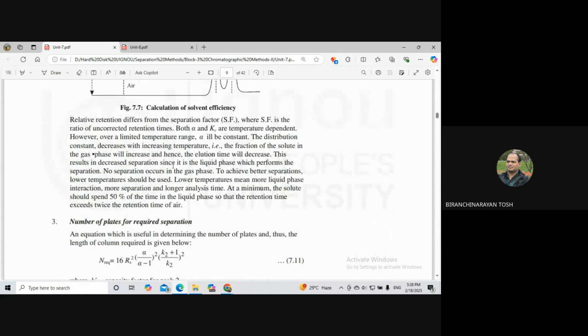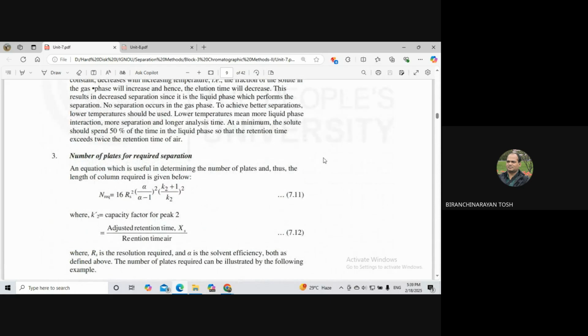The relative retention differs from the separation factor, where separation factor is the ratio of uncorrected retention time. So both alpha and Kc are temperature dependent. However, over a limited temperature range, alpha will be a constant. The distribution constant decreases with increasing temperature. That is, the fraction of solute in gaseous phase will increase, and hence the elution time will decrease. So this results in decrease in separation, since it is the liquid phase which performs the separation. No separation occurs in the gaseous phase.